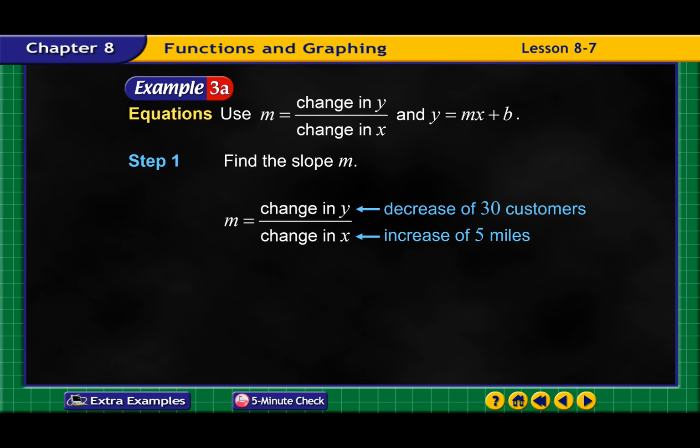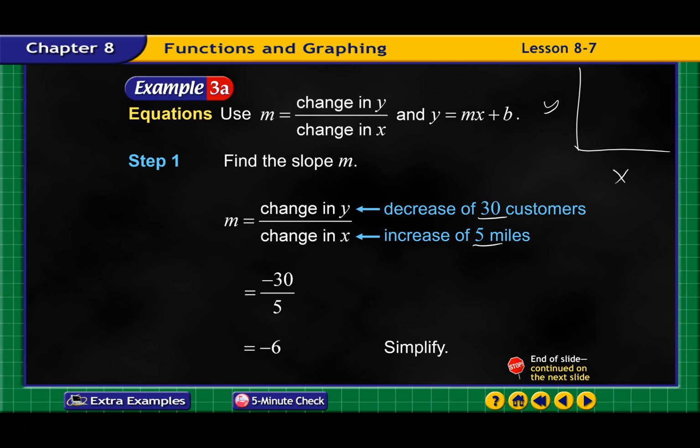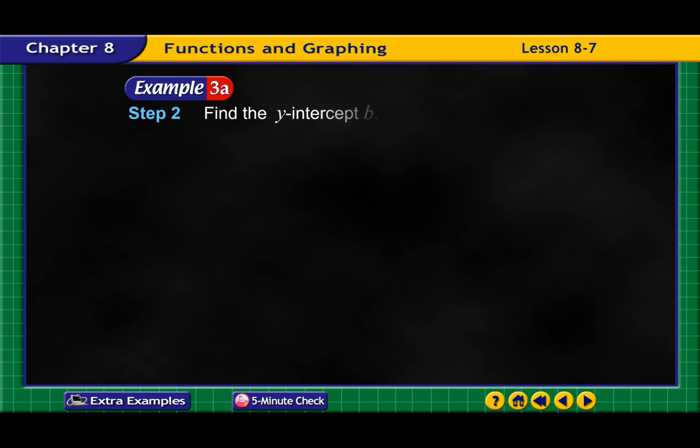So to find our slope, we're going to say it decreases 30 customers for every increase in 5 miles. So that would be negative 30 over 5, because that's what we chose. X was down here, Y was here. So we can come out to negative 6 would be my slope.